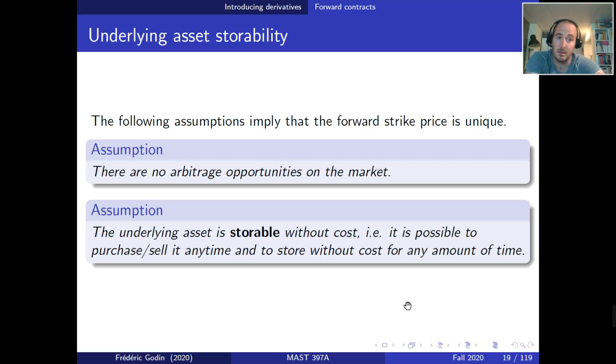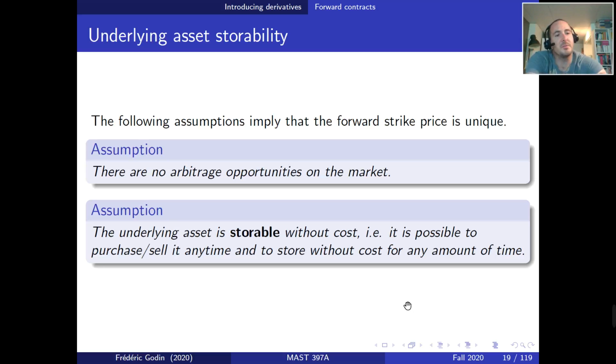So unique that there cannot be multiple meaningful strike prices. Okay, so the first assumption we make is that there are no arbitrage opportunities in the market. The rationale for making this assumption has been discussed just a few seconds ago.